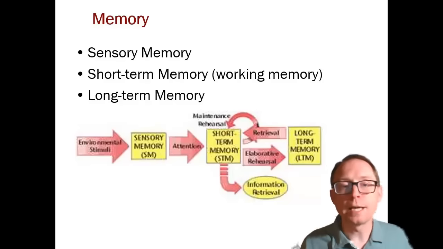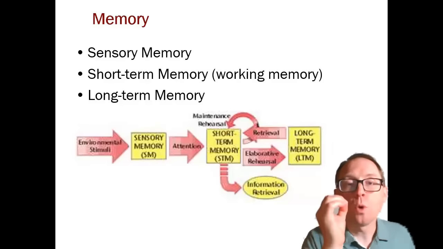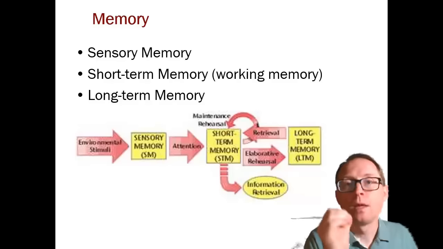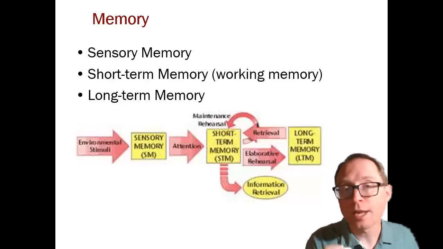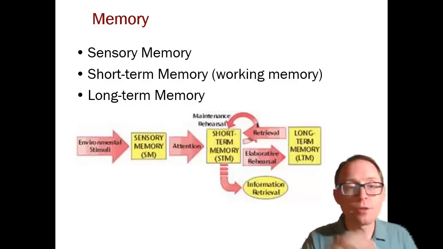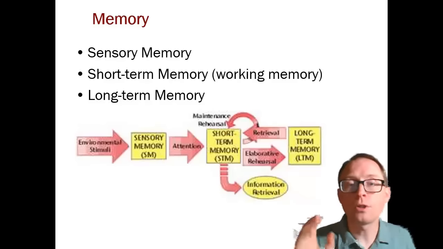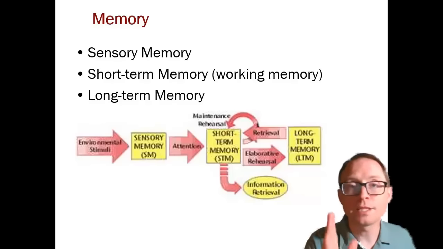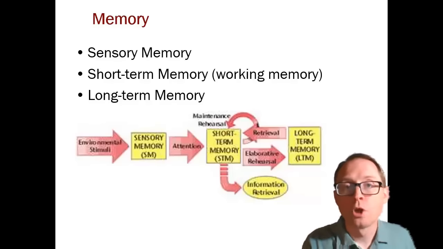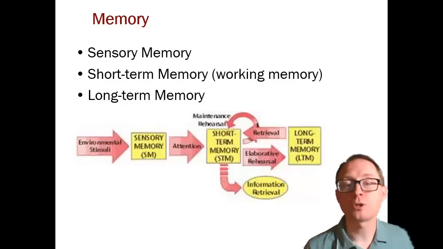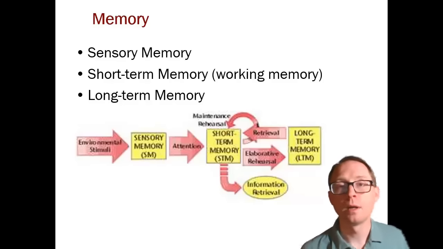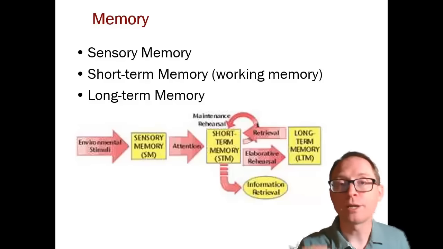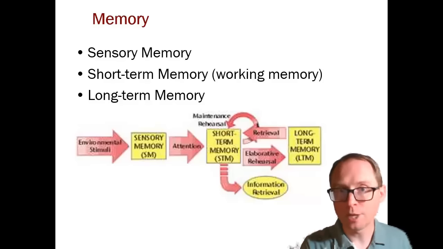Short-term memory, or STM, is also sometimes called working memory. This is the stuff that you are working with right now. This is the stuff that you're thinking about, that you are aware of. That's your short-term memory. None of these other memory stores are things that you're aware of, right? Only the stuff that you are aware of now is all in your short-term memory. Your short-term memory is much more limited. Your short-term memory can only remember 7 ± 2 chunks of information.